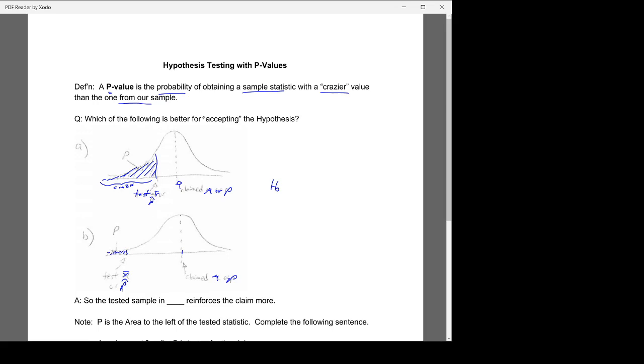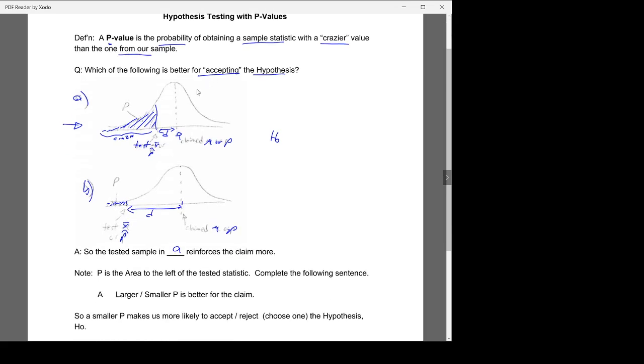Which of these is better for accepting the hypothesis? Like, which one of our tests here is better for the hypothesis? And you would say it has to be this guy, right? Because in A, you see how our test was much closer, this distance. I'll call it D. And in B, see how this D down here is, we were way away. And so A was better for the mu, for the hypothesis.